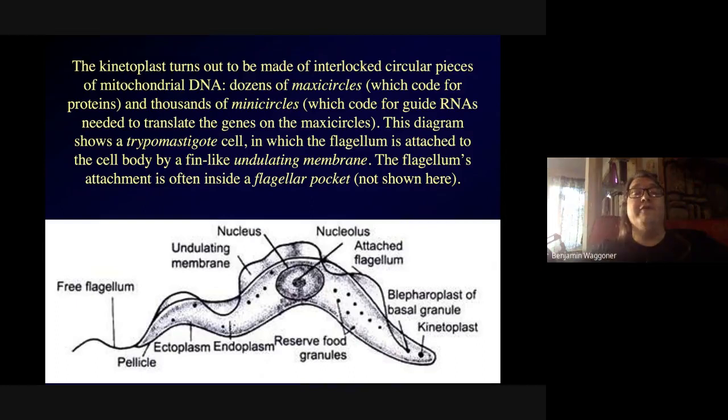There's some where the flagellum is attached deep inside the cell in a depression called the flagellar pocket. Never mind. Probably not critical for what we have to do here, but trypanosomes or kinetoplastids can take on different forms. Even the same species can take on different forms depending on what part of the life cycle we're talking about.